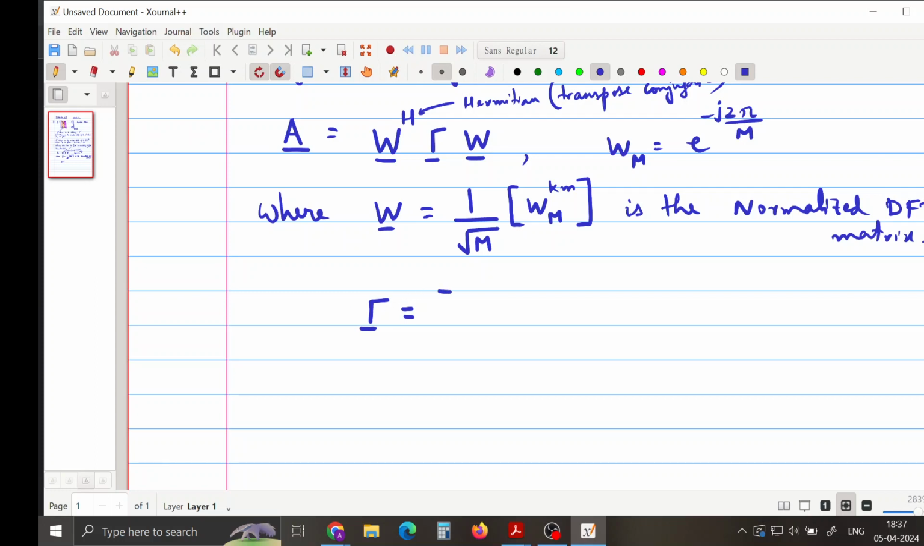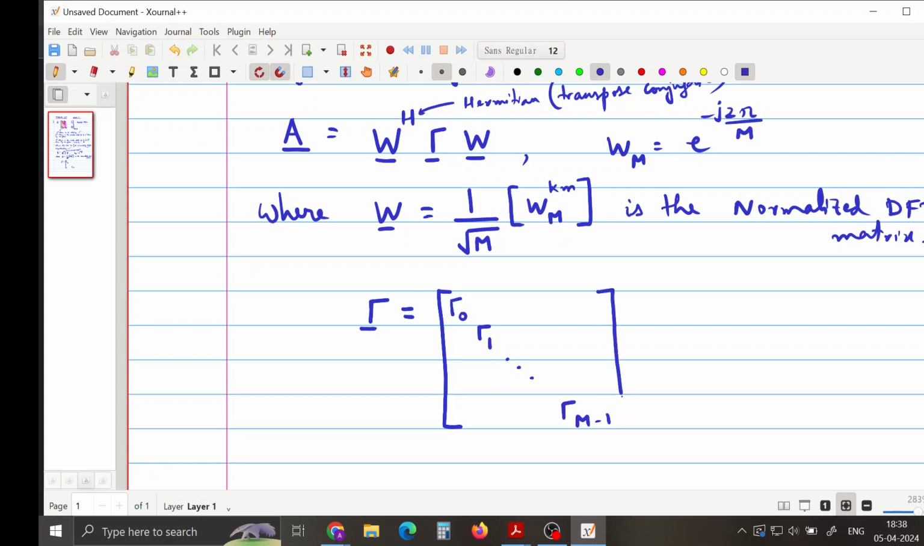And this gamma is a diagonal matrix, meaning that the entries of the principal diagonal are non-zero. All the other entries are zero. So the principal diagonal runs as follows. So it runs from here. So let's say the first entry is gamma naught. Then we have gamma 1, and so on till gamma m minus 1.